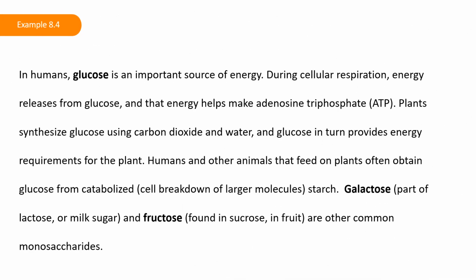In humans, glucose is an important source of energy. During cellular respiration, energy releases from glucose, and that energy helps make adenosine triphosphate, ATP. Plants synthesize glucose using carbon dioxide and water, and glucose in turn provides energy requirements for the plant. Humans and other animals that feed on plants often obtain glucose from catabolized starch. Galactose, part of lactose or milk sugar, and fructose, found in sucrose, in fruit, are other common monosaccharides.